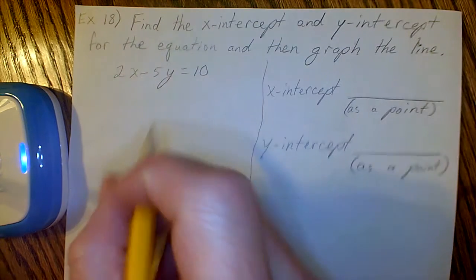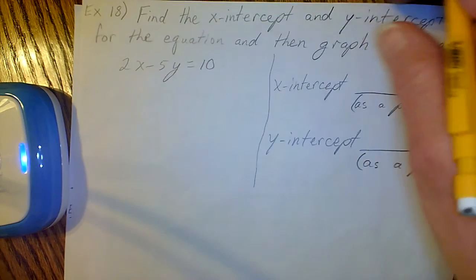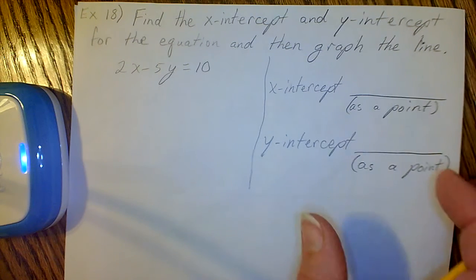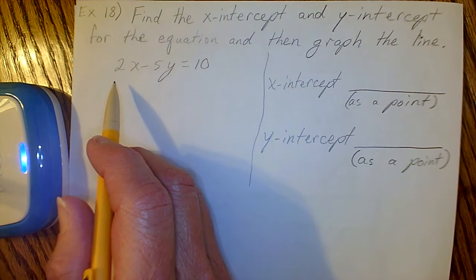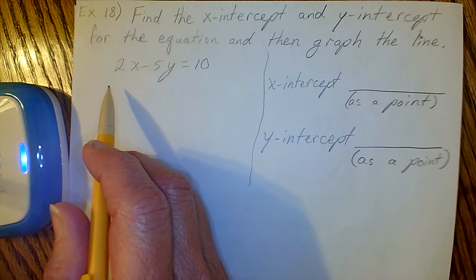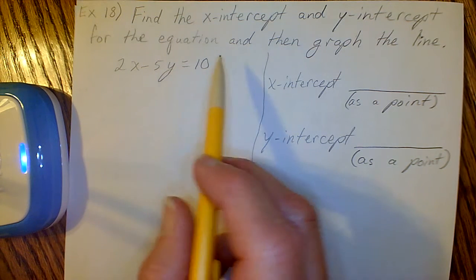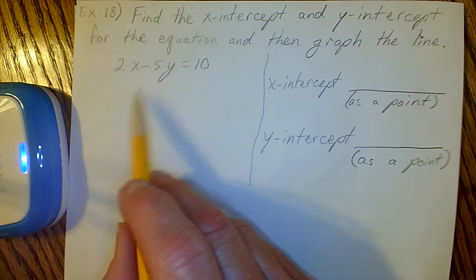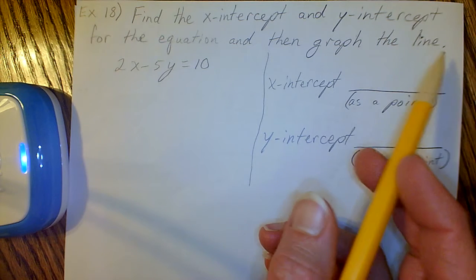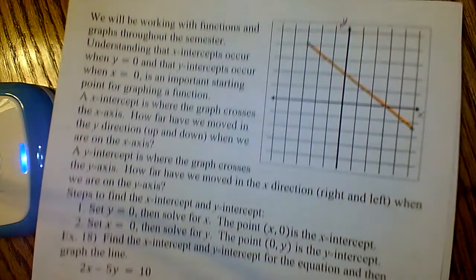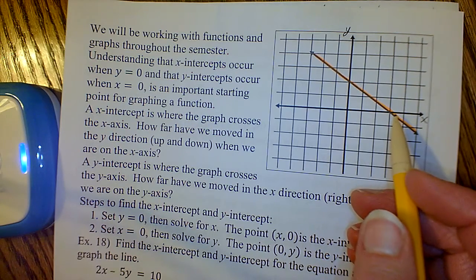Going to work an example where we're going to graph a line by first finding the x-intercept and the y-intercept. This particular problem is similar to example 18 on our comp exam review. And so we are to find the x-intercept and the y-intercept for this equation and then graph the line. And so when we're finding x-intercepts, let's make sure we understand what it is we're looking for.